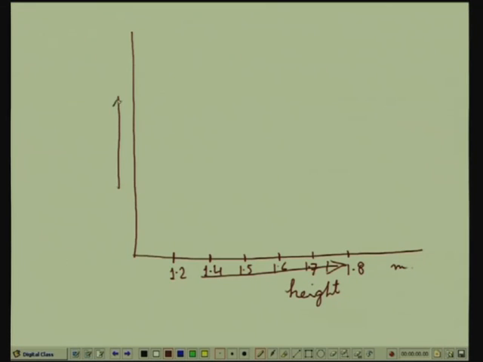On this axis, I am plotting the membership of a particular height, say some height h, in the set tall, because I am going to define that set tall. Okay. So, in tall, the graph may be something like this. Let me select another color.